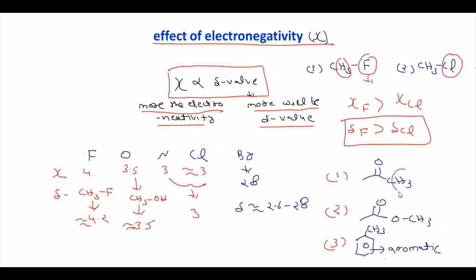So first is CH3, which is attached to the carbonyl center. Its value is approximately 2.5. Next is methoxy, whose delta value is approximately 3.5. And next is this type of proton which is connected to the aromatic system. It also has a 2.5 value. So by remembering these values, you can easily predict the NMR structure of any compound.